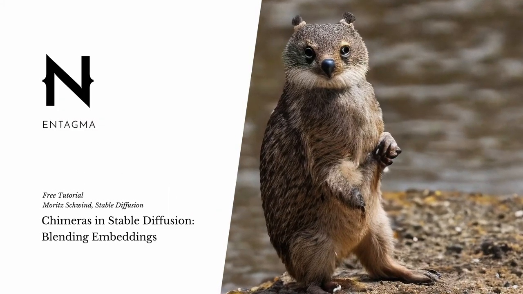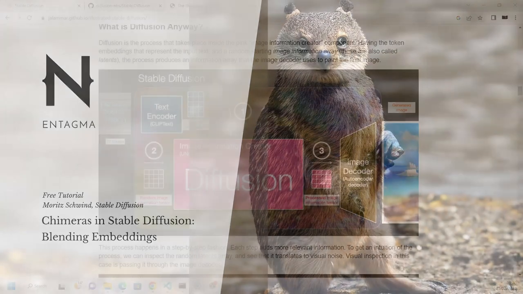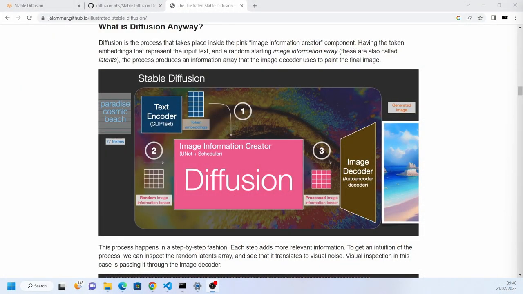In this quickish look at Stable Diffusion, I want to take you down a small rabbit hole into the inner workings of Stable Diffusion and what it does, and how we can use this knowledge to manipulate its output. This blog post here is called Illustrated Stable Diffusion. I'll link it in the description. And this brilliantly illustrates what is happening inside our algorithm.